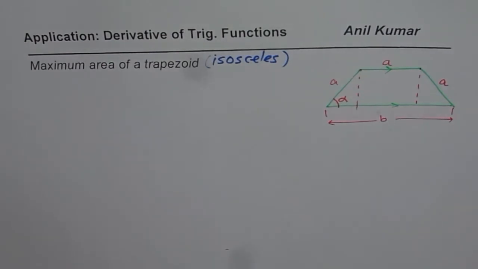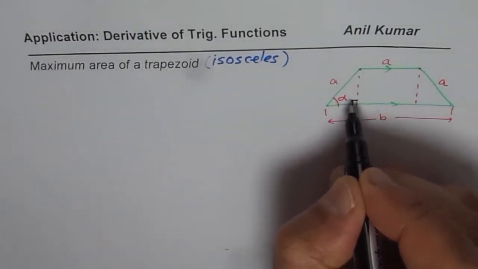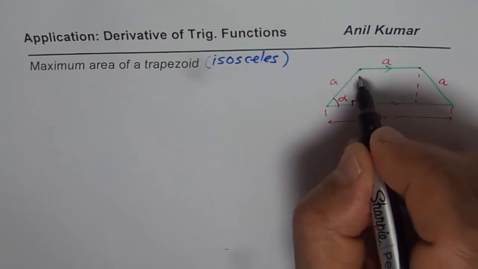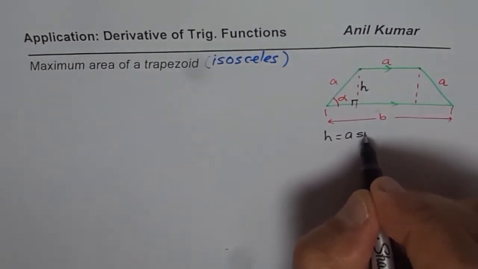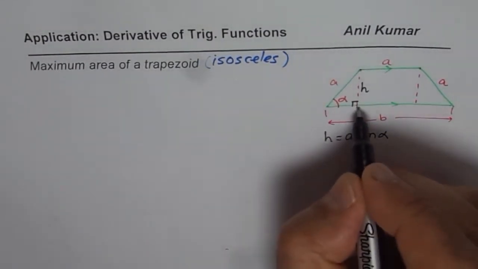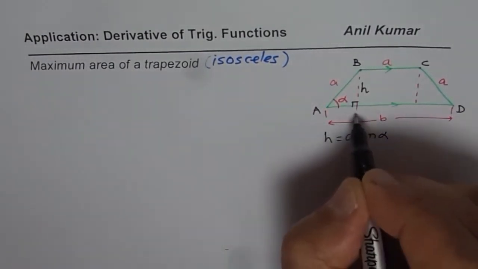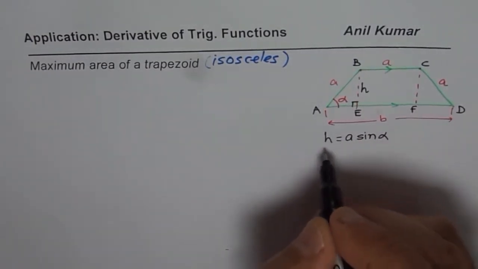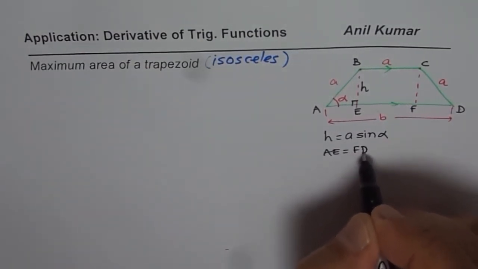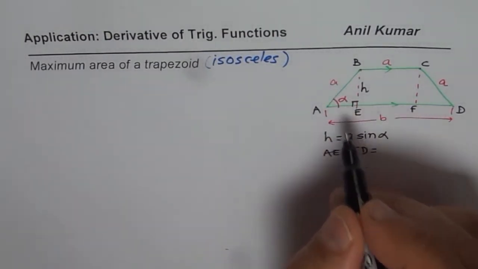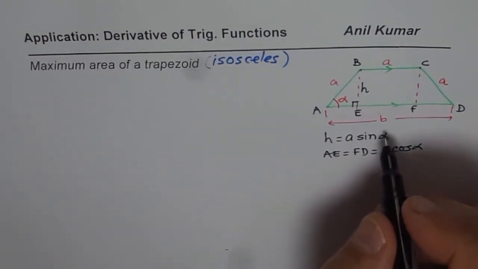Now, in this particular triangle, you can see if the angle is alpha, the hypotenuse is A. In that case, what is the height? The height of this trapezoid could be written as A sine alpha, right? Height is A sine alpha. And let me say the trapezoid is A, B, C, D, E, and F. In that case, AE will be equal to FD, and each will be equal to A cosine alpha, right? A cos alpha.